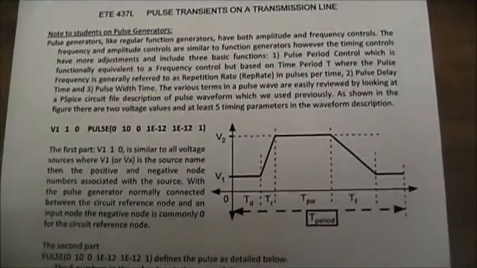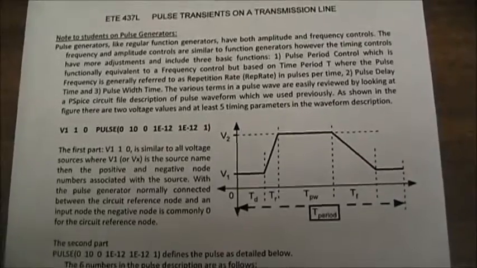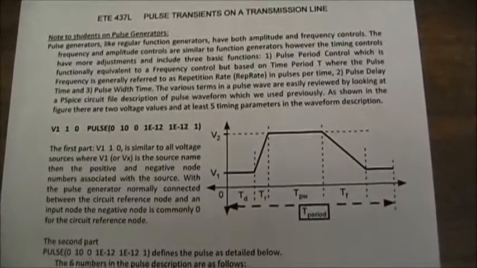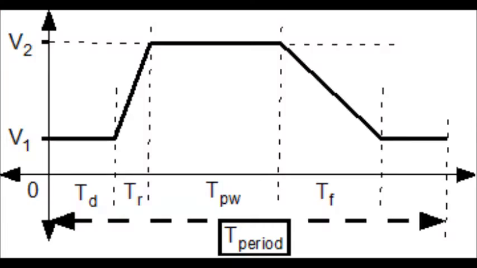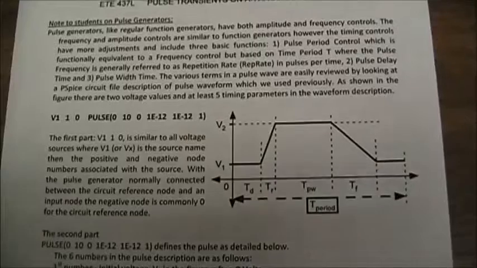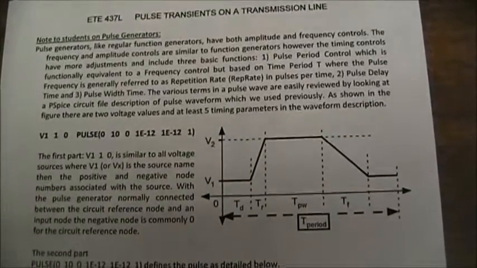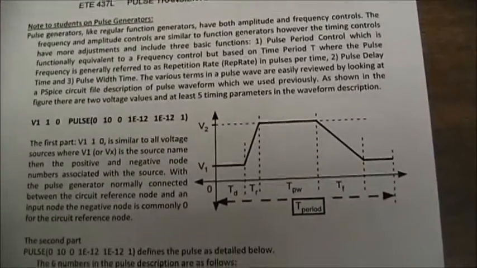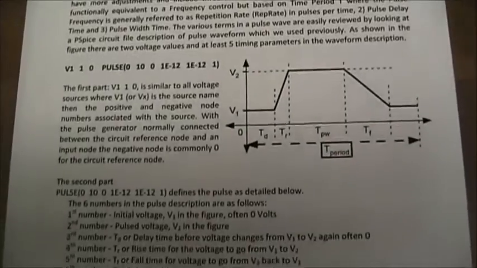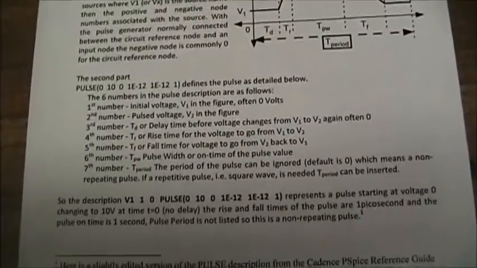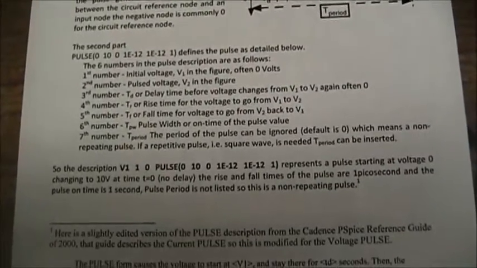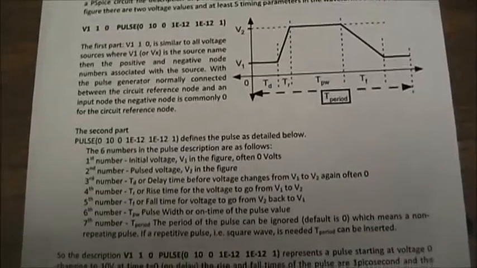Previously we did an exercise in PSpice where we talked about the various factors involved in a pulse signal. We have the initial voltage, the rising voltage, the rise time, the fall time, all of that information. I'll leave that for the handout to explain, but you should review that and know the parameters involved in a pulse.